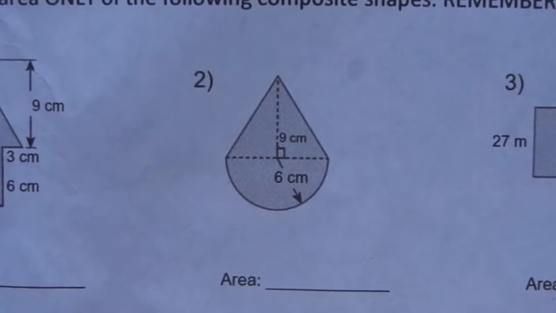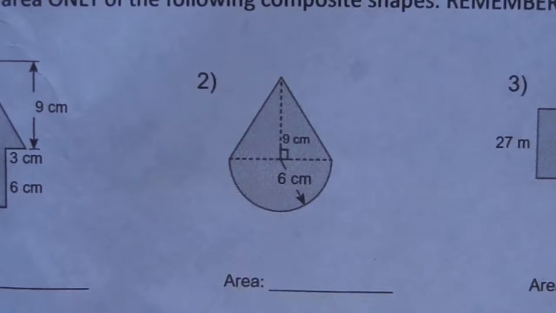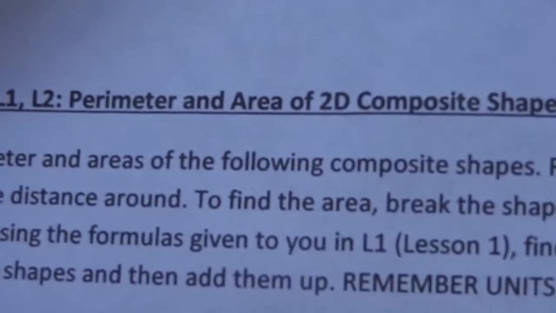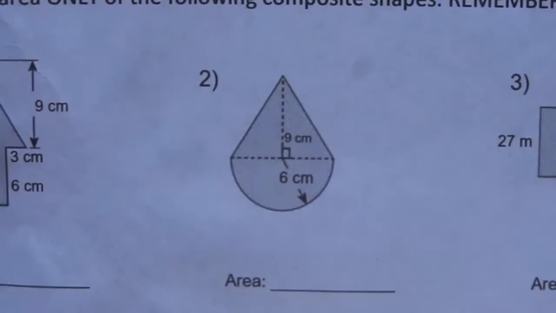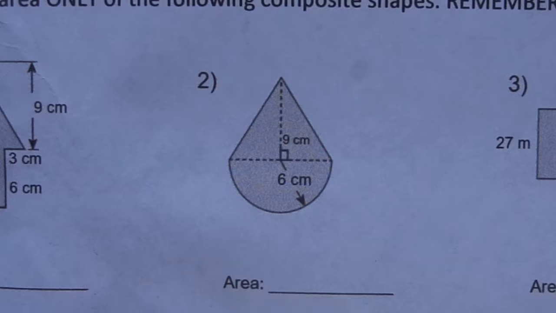Well, hello again. So, as promised, I'll show you an example from the second part of worksheet 1. Just as a reminder, this worksheet is on perimeter and area of 2D composite shapes. I am going to show you how to do question number 2 on the second half of the sheet.